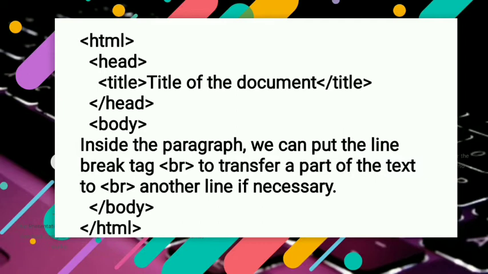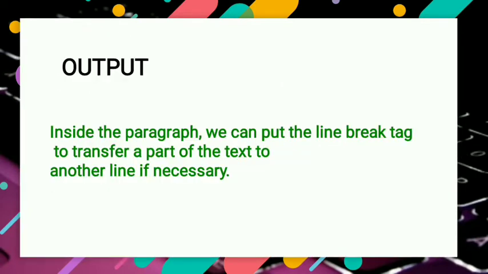First line is inside the paragraph, we can put the line break, and next, the second line is to transfer a part of that one. And what is the third line? Another line if necessary, that is the third line. Okay, this is the use of BR tag. Hope all of you understand this.